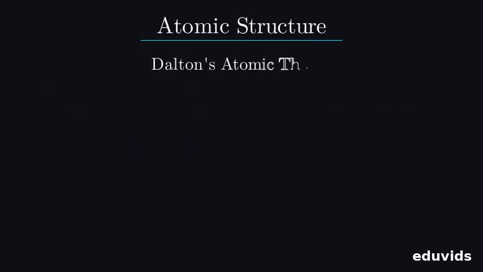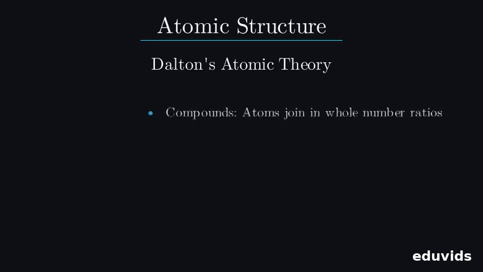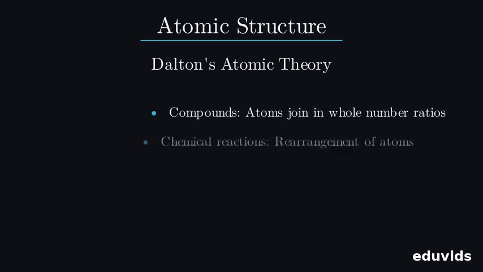John Dalton proposed 5 ideas about atoms. First, Dalton said all matter is made of atoms. Second, he said atoms of the same element have the same mass and properties. Third, he said atoms cannot be created or destroyed in chemical reactions. Fourth, he said compounds are formed when atoms join in fixed whole number ratios. Fifth, he said chemical reactions only rearrange atoms.